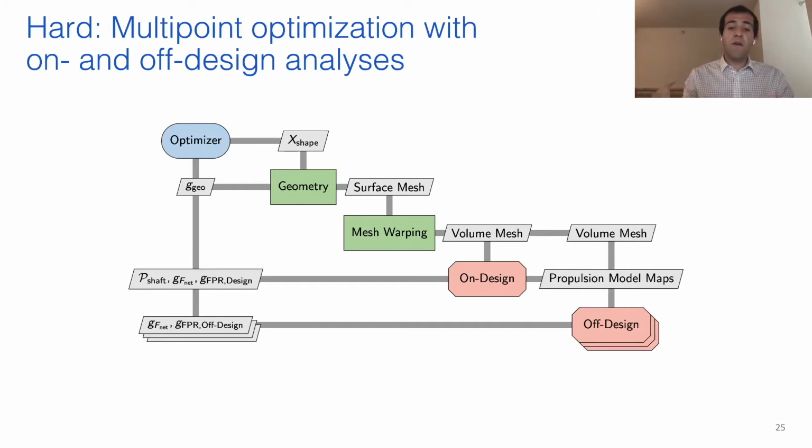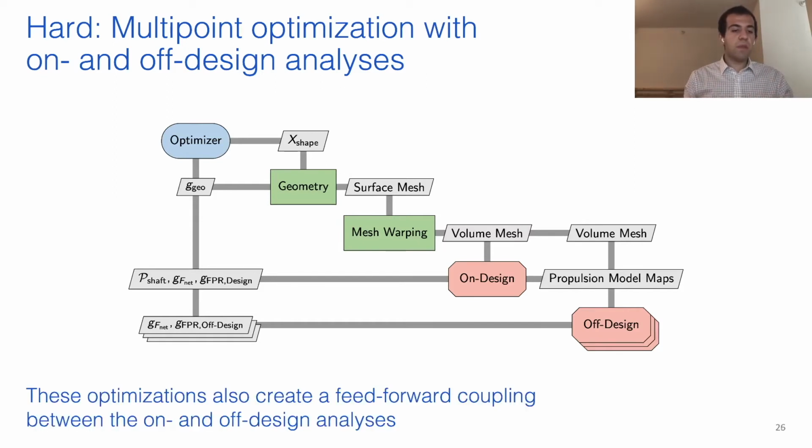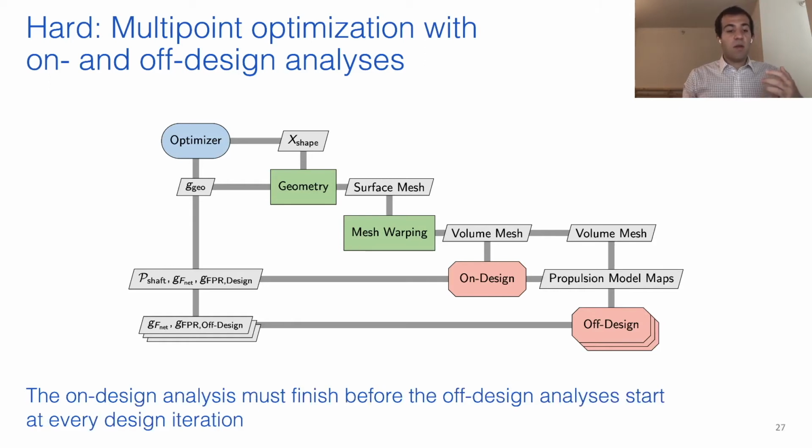Once we converge this and get the properties of the propulsion model, then we can move on and analyze the design at multiple off design conditions, and we can use some constraints from these off design conditions to create a more reasonable design. And this formulation creates a feed forward coupling between the on and off design analyses, where the on-design analysis must finish before the off-design analyses start at every design iteration.